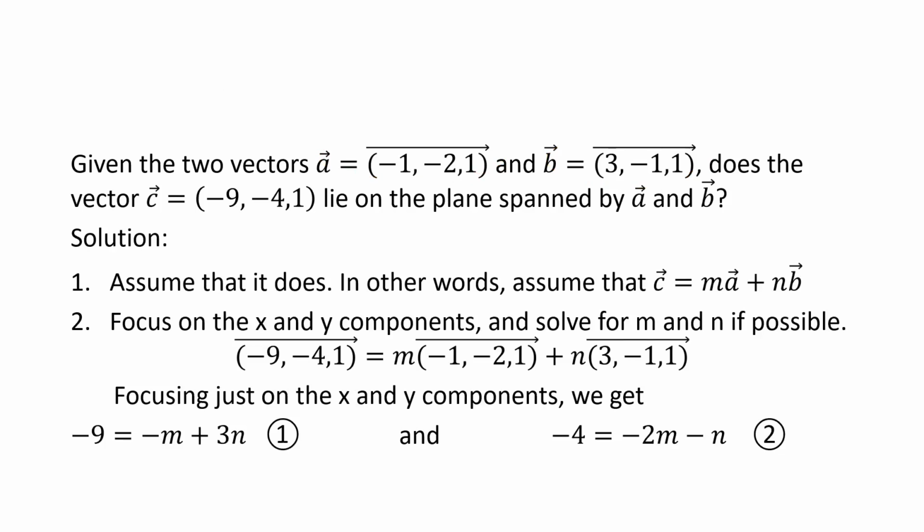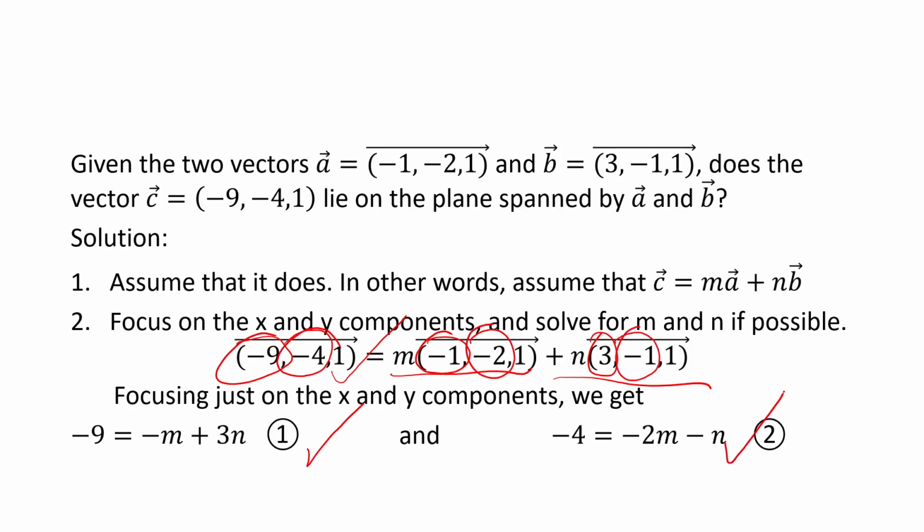And what we'll do is we will say, since it lies on the plane spanned by A and B, that we can write that vector -9, -4, 1 as a linear combination of the other two vectors. Then we'll focus just on the x and y components. Focusing on the x component, we get -9 equals m times -1 plus n times 3. And focusing on the y components, we get -4 equals m times -2 plus n times -1.